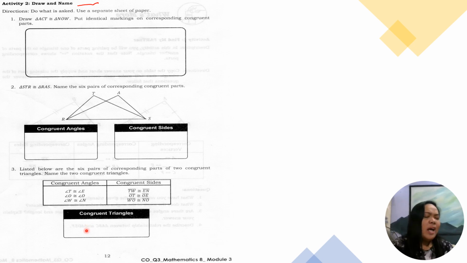You name what are the congruent triangles. Again, given the corresponding parts are congruent angles and congruent sides, you may name now. Here, you write what are the congruent triangles. You may now begin.